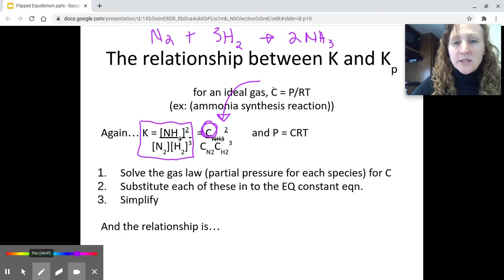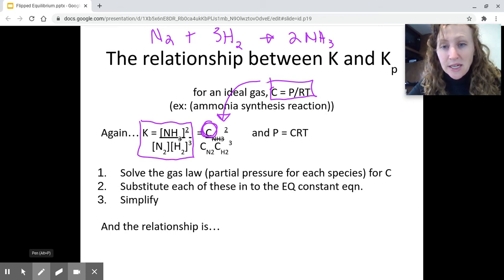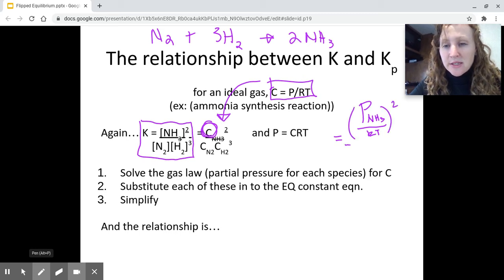Let me erase this so you can see very clearly what that relationship is that we solved for. Okay, so all I'm going to do is take that K equation, and instead of having the concentration of ammonia, I'm going to have the partial pressure of ammonia over RT. But I'm going to keep the rest of the equation the same. So concentration is squared. I'm going to keep this partial pressure term squared as well. Same for nitrogen.